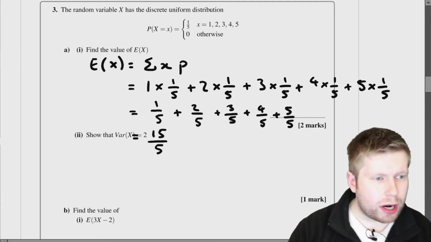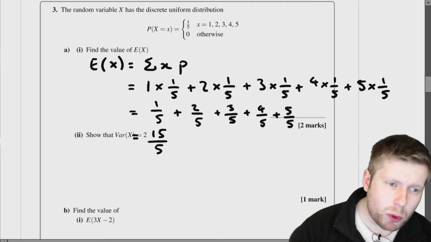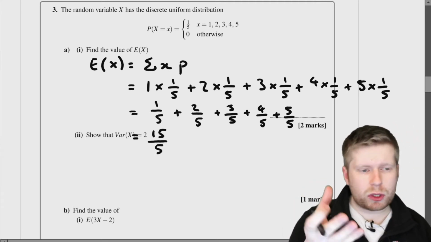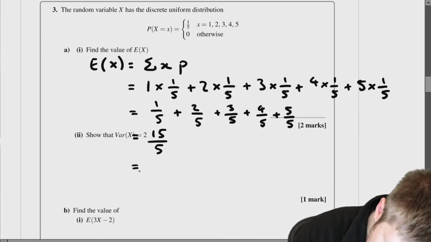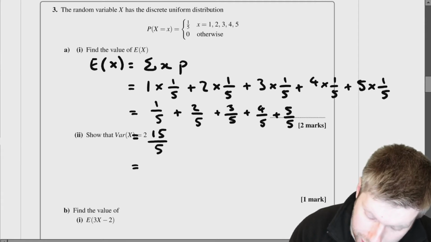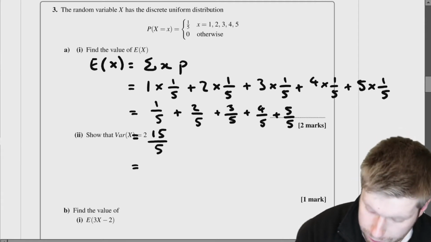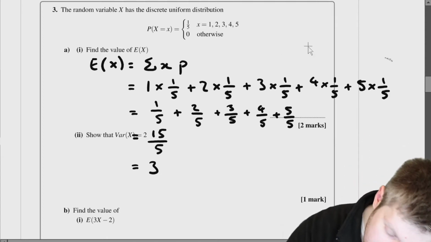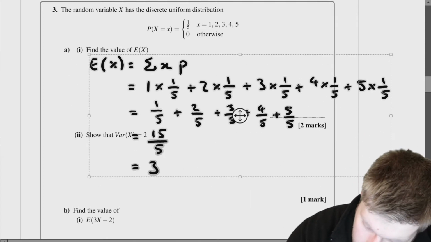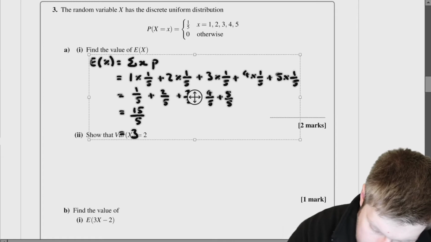Which again, I don't want to leave it as 15/5. I want to leave it as a decimal. If you're okay converting from fractions to decimals like this in your head, I can do that. If not, you can stick it in your calculator. But that is going to be 3, because 15 divided by 5 is just 3. So that is going to be the expectation of x. Nice and easy. Just use the formula and it falls out in the wash.